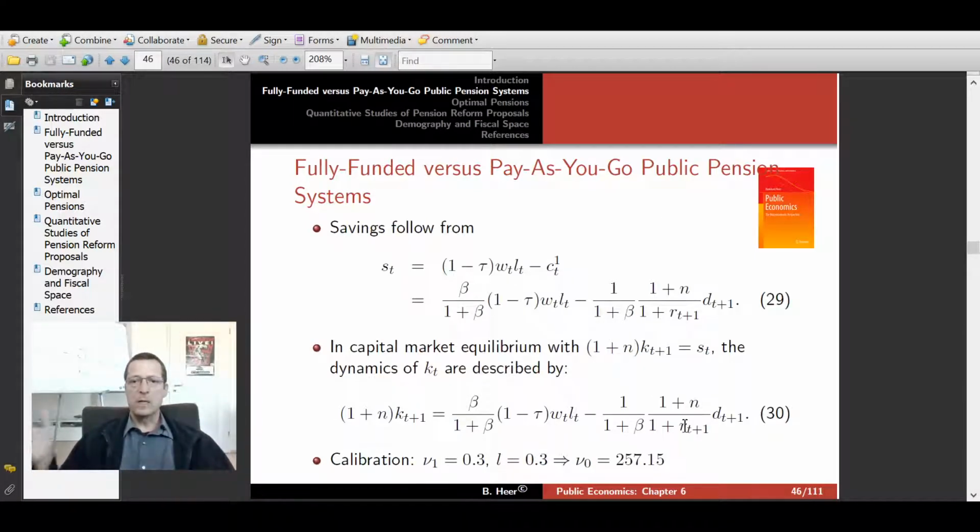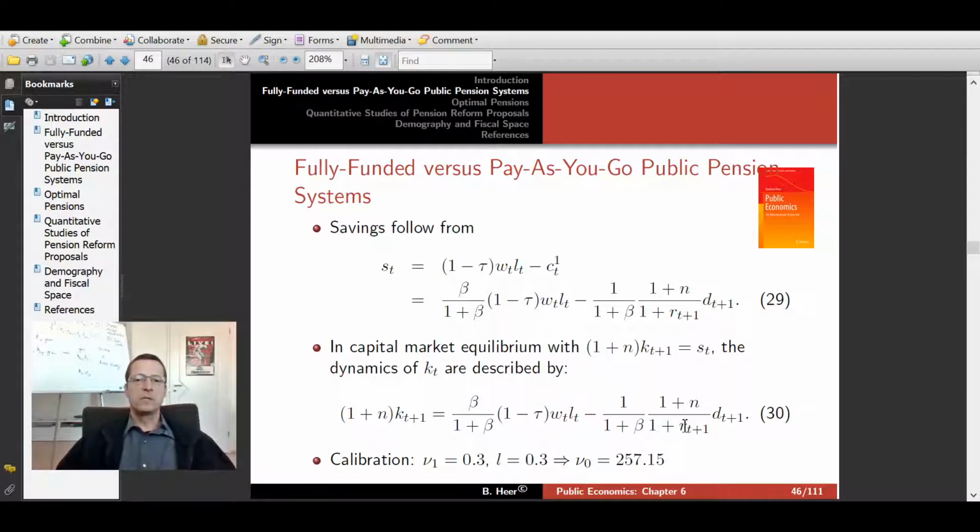Now in capital market equilibrium, we have the condition that the aggregate savings of the workers at the end of period t are the beginning of period t plus 1 capital stock. So (1 plus n) times K t plus 1 is equal to S t. When we substitute savings from equation 29 in this capital market equilibrium condition, we derive equation 30, which is our second equation.